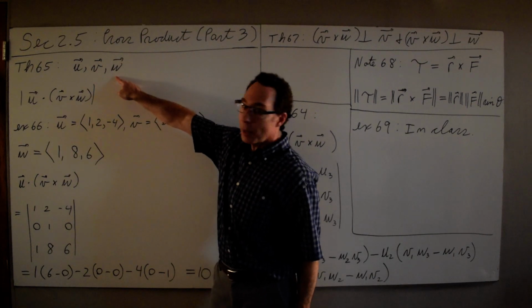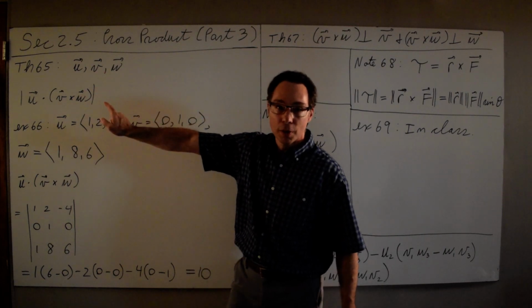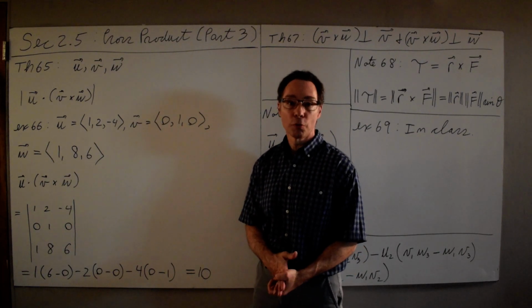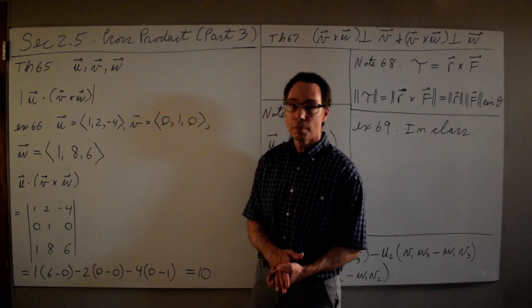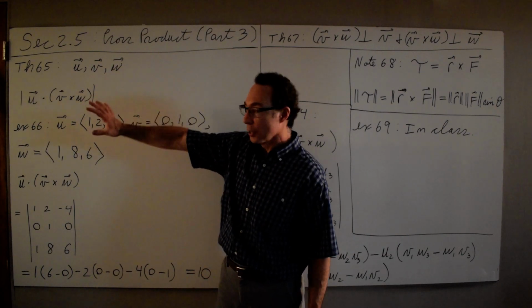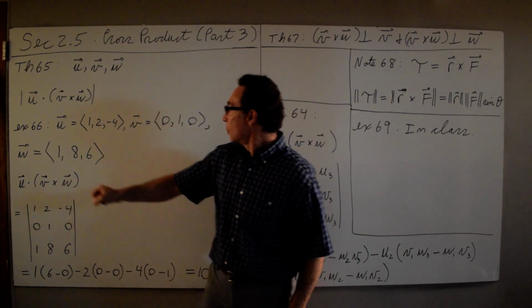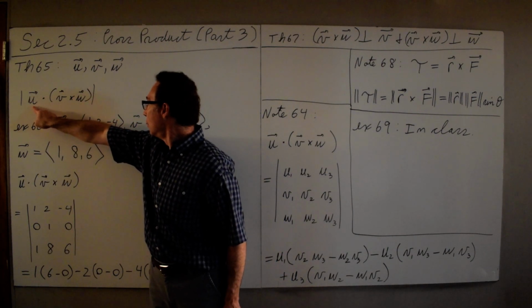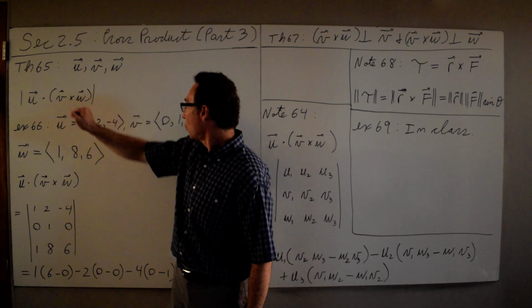If we have the parallelepiped defined by three vectors, u, v, and w, think of it as a three-dimensional parallelogram. It's three-dimensional if two of your vectors aren't parallel. If they are, it's just flat and the volume is going to be zero anyways. Assuming it's not flat, its volume is going to be some positive number. The volume is the absolute value of the dot product of u with the cross product of v and w.